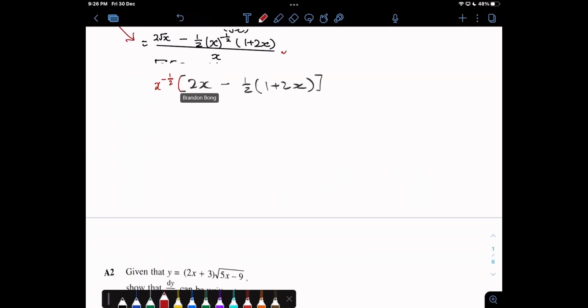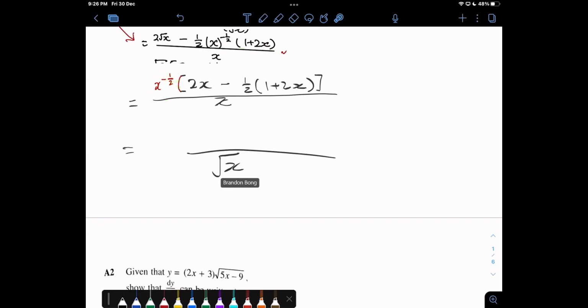Good. All over x. Okay, good. Hey, you got negative power. What can you do? Bring down. It's a factor already, so you can bring down. Okay. Yes. 1 plus half is 3 over 2. Yes. So square root of cube. And the numerator becomes? Perfect. Good. Yes.